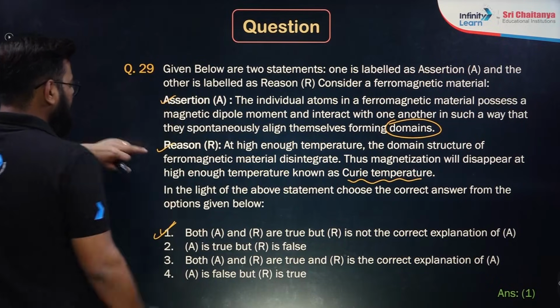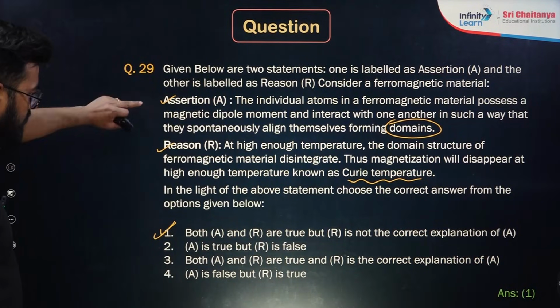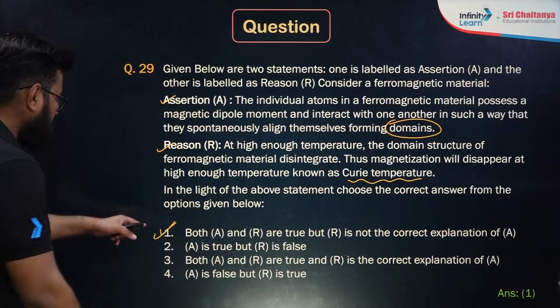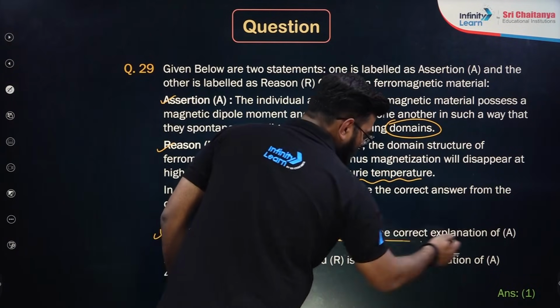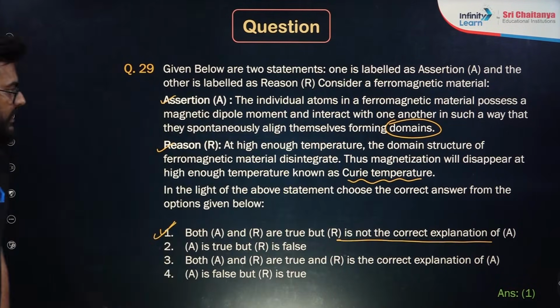So this is right, but this is not the correct explanation of the assertion, right? So option number 1 is correct, that R is not the correct explanation of A. I hope this is making sense.